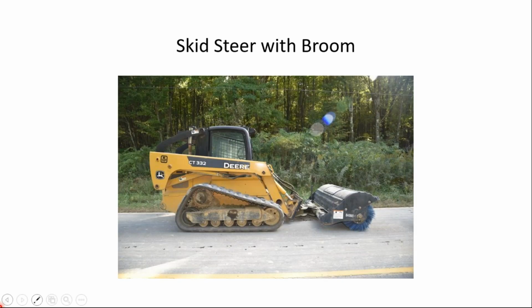This is the skid steer itself. You can see it was a tracked skid steer as opposed to a rubber tire skid steer, and it had the broom attachment on the front. Notice no yellow rotating or revolving light or anything on top.